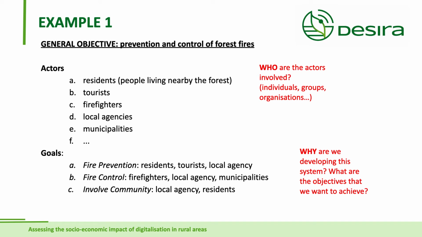Starting from the focal question and its general objective, we identify actors and goals. To identify actors, you should ask yourself and the participants of this activity the following question: Who are the actors involved? In this case, we have residents, tourists, firefighters, etc. To identify goals, you should ask, why are we developing the system? What are the objectives we want to achieve? In this case, we identify three goals: fire prevention, fire control, and involve community.